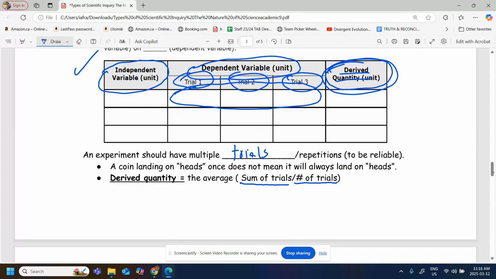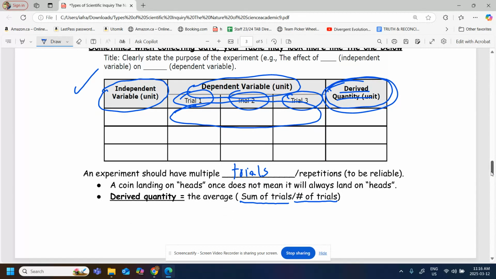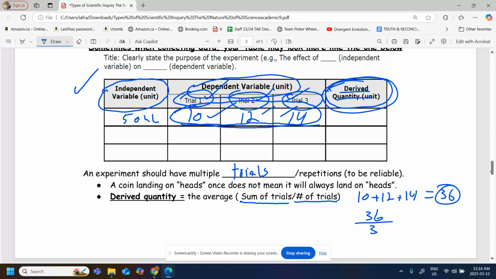So let's say for the 50 mil trial, you had 3 pots of plants and you got 3 results. You got 10 for trial 1, 12 for trial 2, and then 14 for trial 3. Well, for 50 mils, you wouldn't choose the 10, the 12, or the 14. You would take an average. So you would do 10 plus 12 plus 14. That would be 22, 36. And then you would do 36 divided by the number of trials. There's 1, 2, 3 trials. And that would give you an average of about 12 centimeters. So that would be your average plant height for the 50 mils situation.